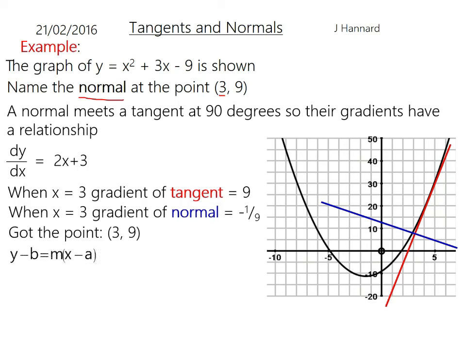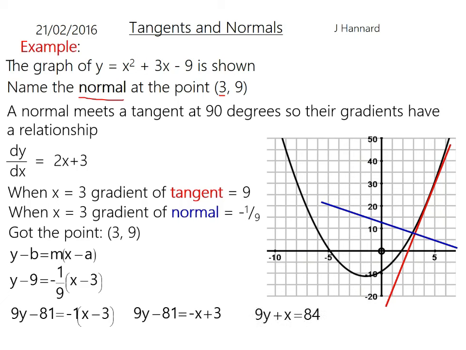and it's back to that time again. Y minus b equals m(x minus a). Y minus 9 equals minus a ninth (x minus 3). There, I would just times it by 9 to get rid of that fraction, to get that. And that minus 1 in front of the bracket just means change everybody's sign in there. So you get that. And then you take the 81 over, and the x over, because I like my x's to be positive. So I take that over there. So 9y plus x is equal to 84.